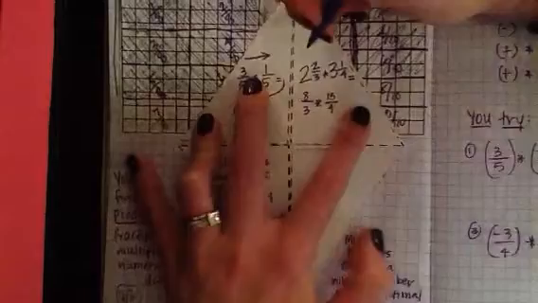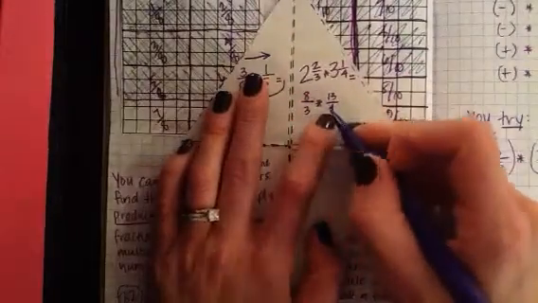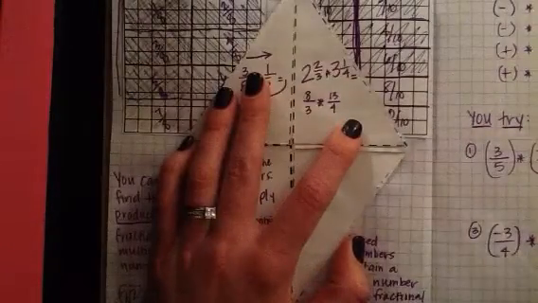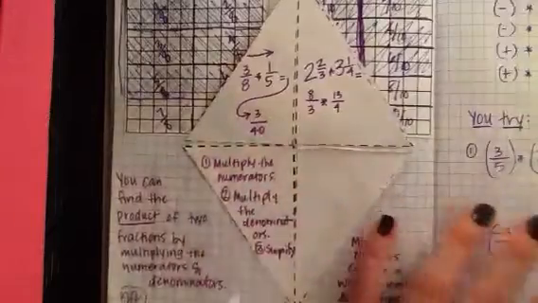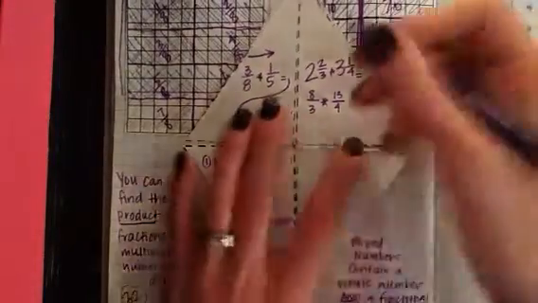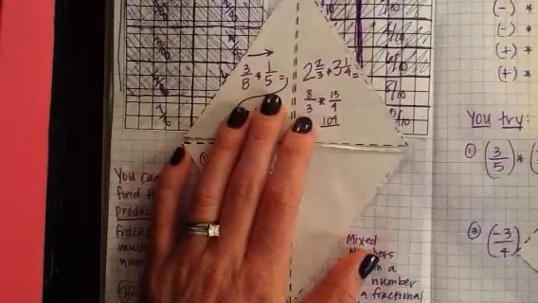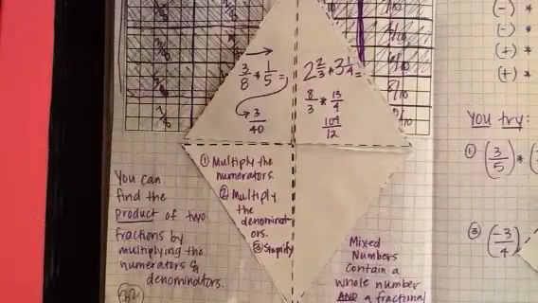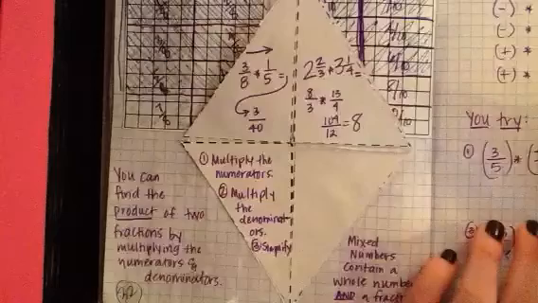And then we're going to do the same thing. We're simply going to multiply across, going this way. So 8 times 13, let me do 13 times 8, is 104. And then 3 times 4 gives me 12. And then we have to see how many times 12 goes into 104. That would be 8 times.